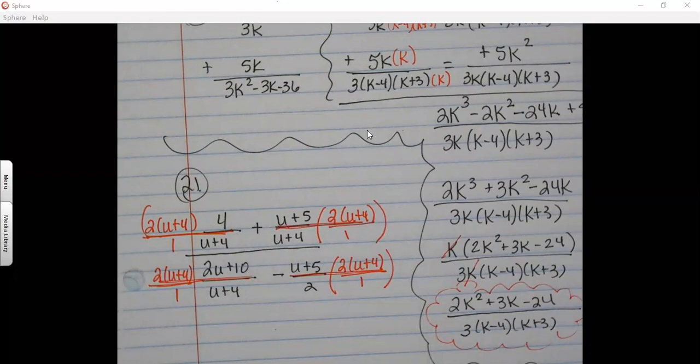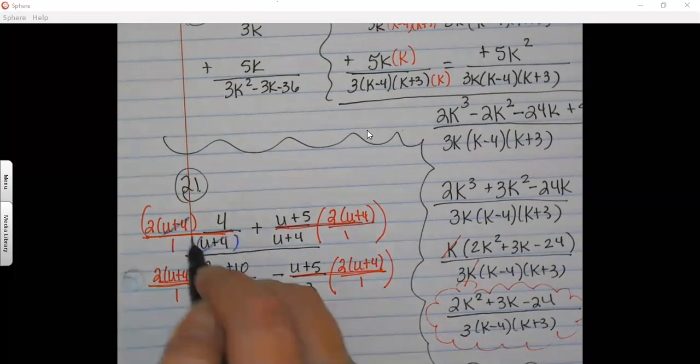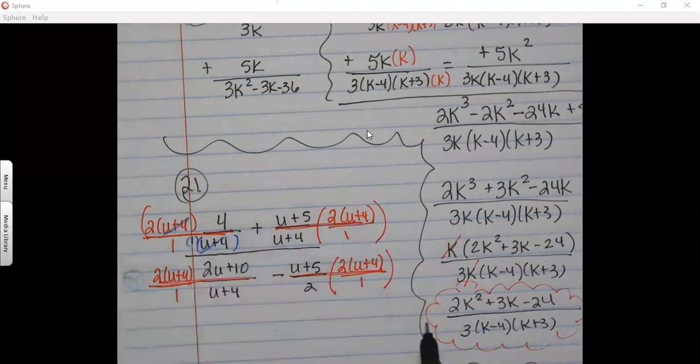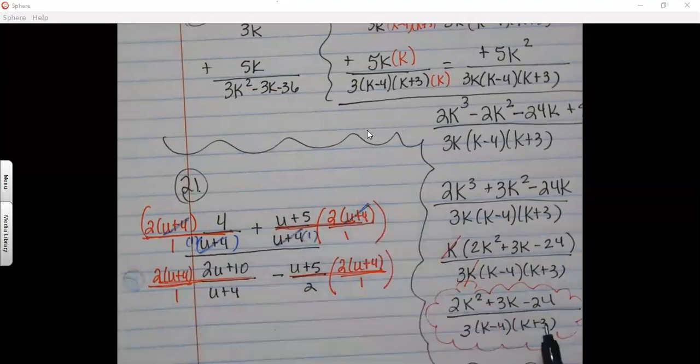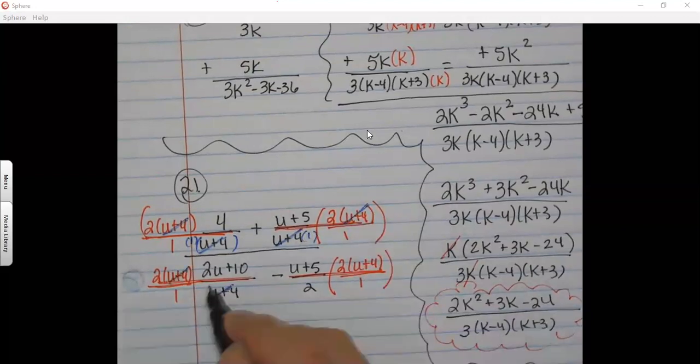Top right, what cancels? U plus 4 again. So in the denominator, now all you have are 1s. Great. Bottom left, what cancels? U plus 4. So now all you have is 1s in the denominator. Bottom right, what cancels? Just the 2s. Okay? So your whole goal is to get all of the denominators in each of the individual fractions to turn into a 1. You don't want fractions. You're trying to get rid of the fractions within the fractions.